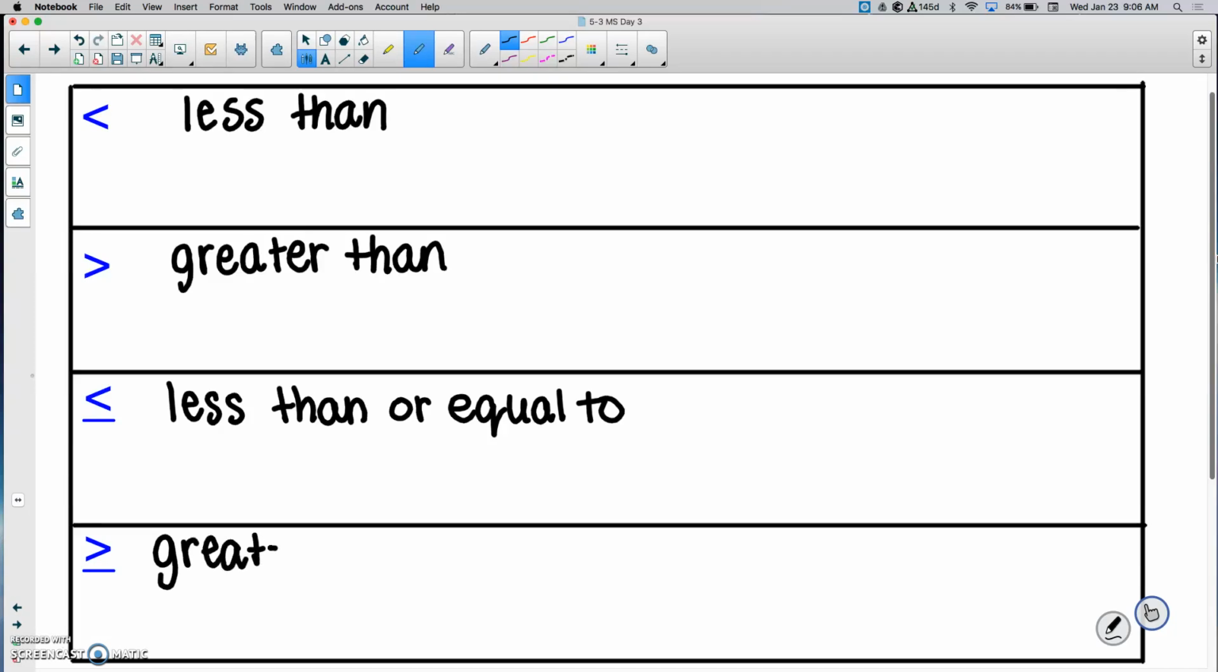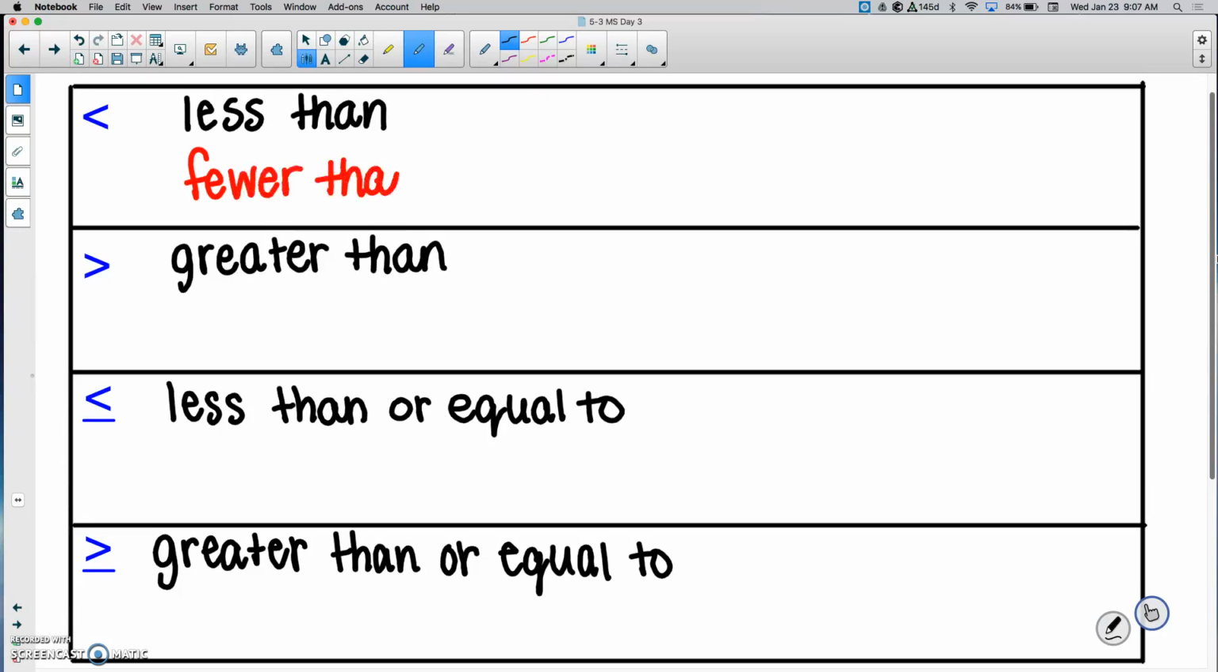Remember that your left hand shows you the less than symbols. Left hand, less than. And then your right hand is the greater than symbols. So left hand, L for left, L for less. Now some other words that we talked about, instead of less than, you may see fewer than. And we talked about for greater than, that you may see more than.